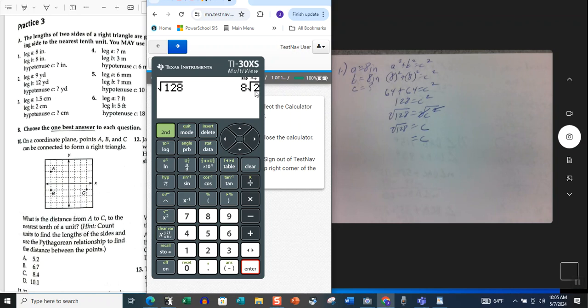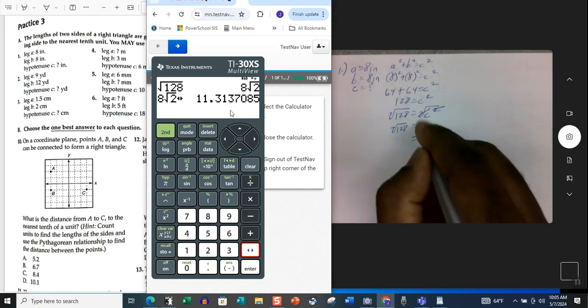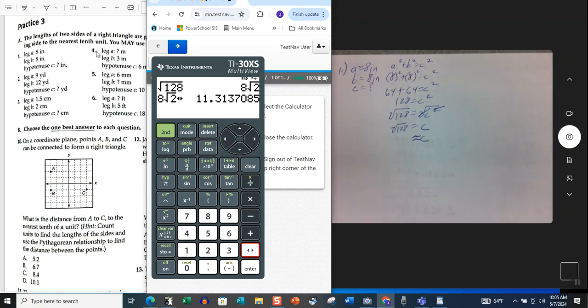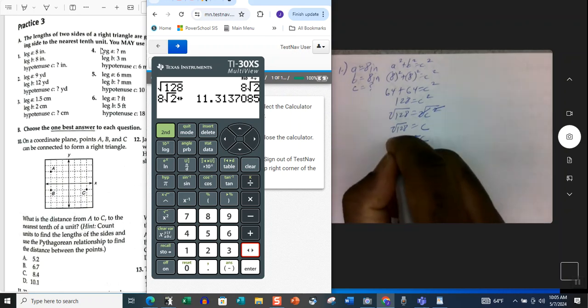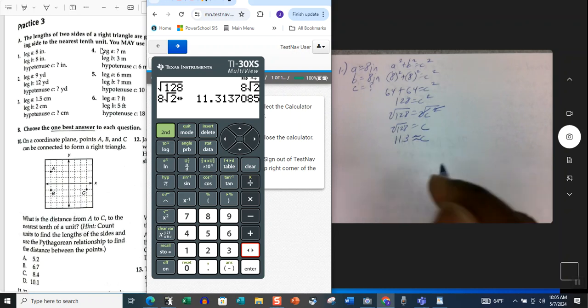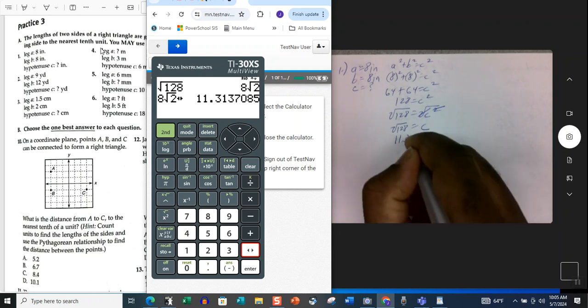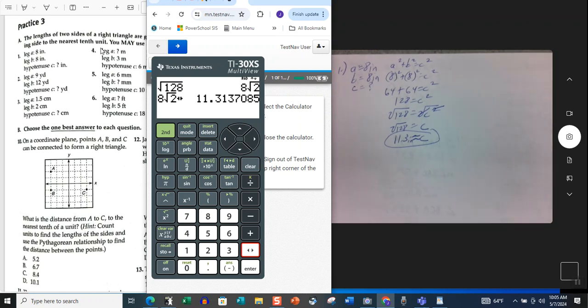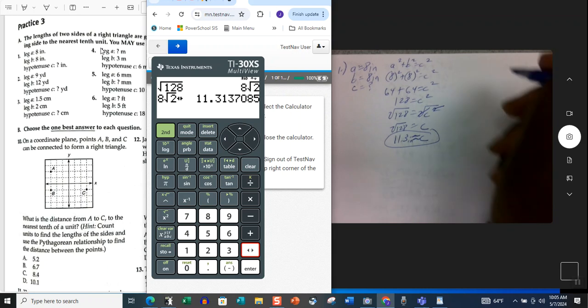Now I gave you this radical here. So what you would do, you have to hit this double arrow key here, and now it'll give you the decimal. So we'll put the approximation symbol here, and we're asked to round to the nearest tenth. So it'd be 11.3. And technically it's 11.3 inches. So that will be our final answer, 11.3 inches. Now we can move on to problem number 2.